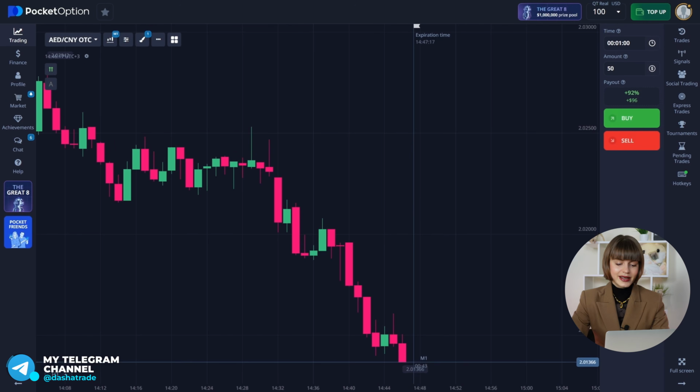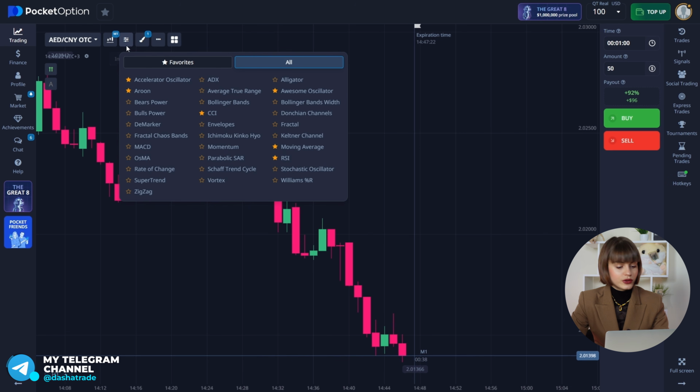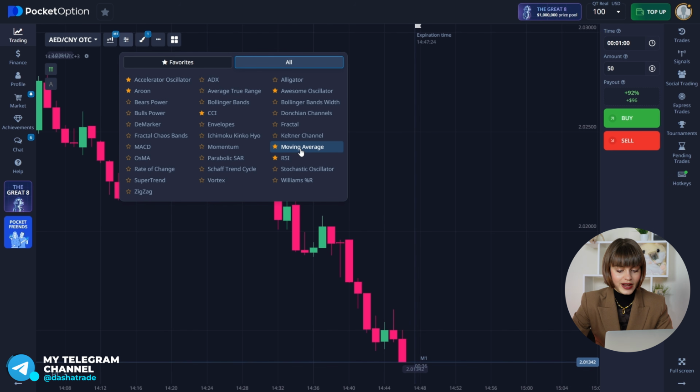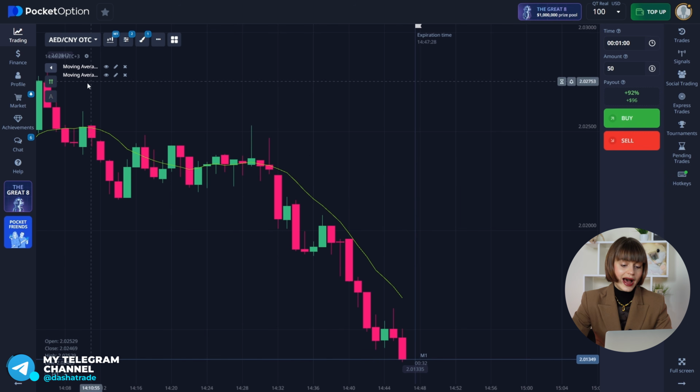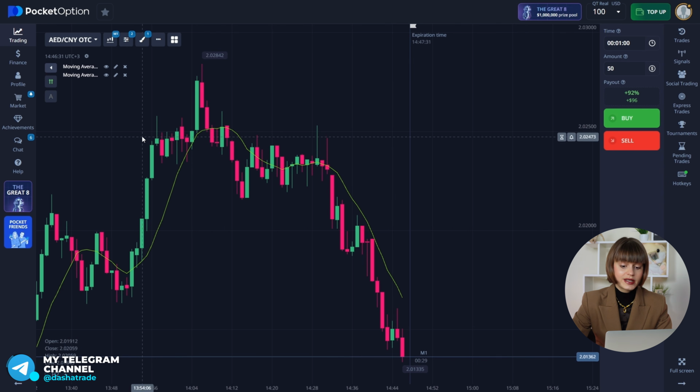And let's get started. So, firstly, let's add an indicator to our chart. To do this, we go to the Indicators section and select the Moving Average indicator. Double-click it. We now have two indicators. Now, let's move on to the settings.